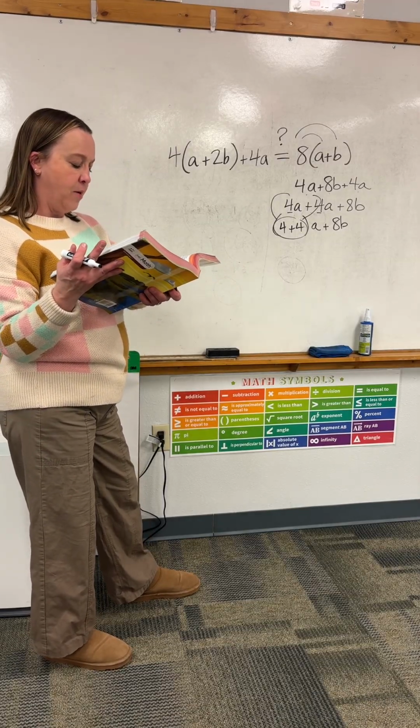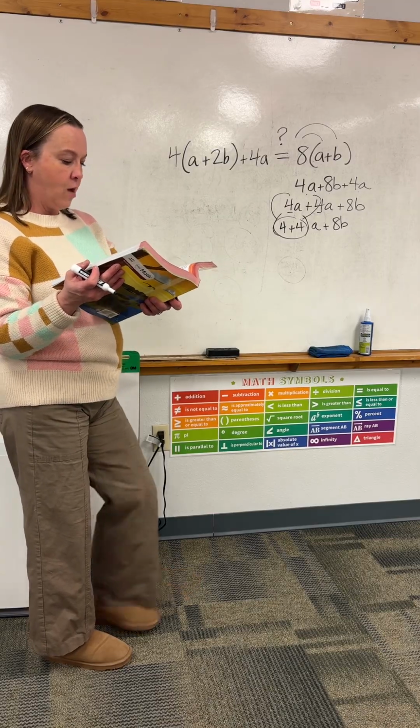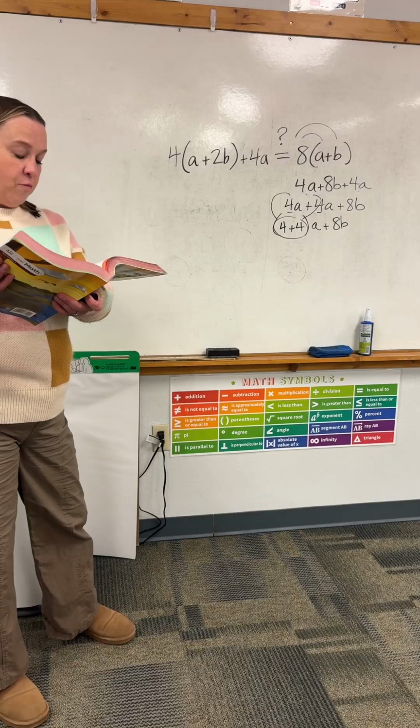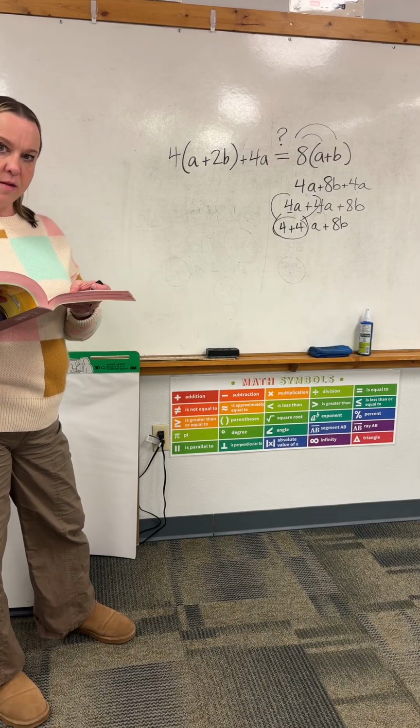8a plus 8b is equal to 8 times a plus b. So that would be the distributive property on the very, very bottom. So it is equivalent to 8 times the sum of a plus b.